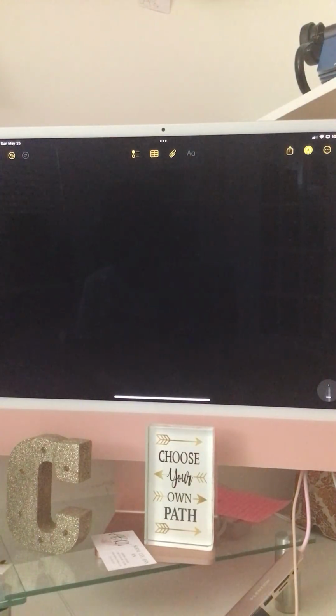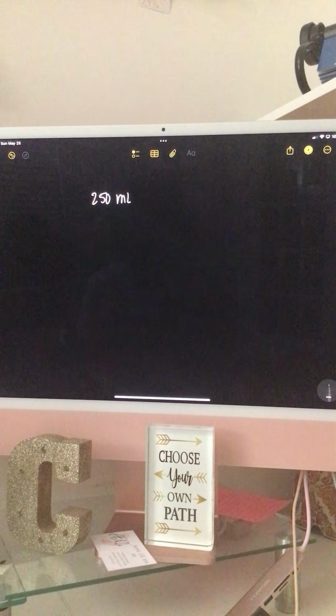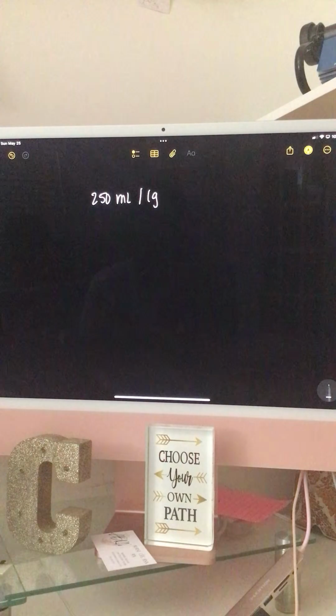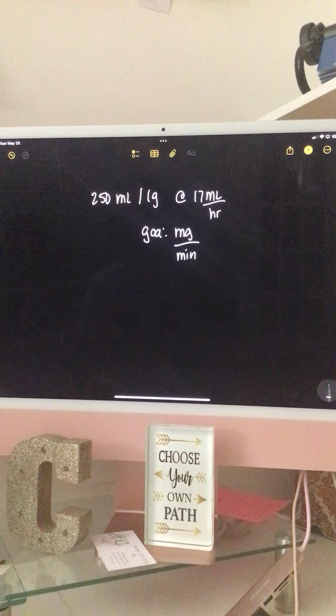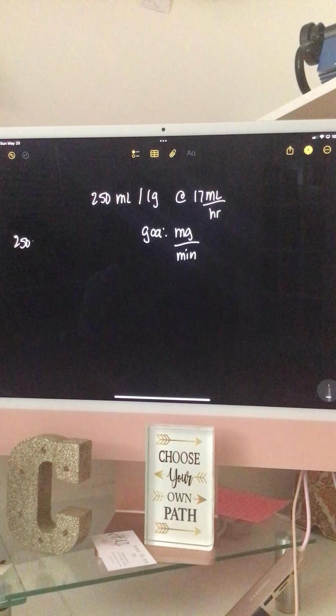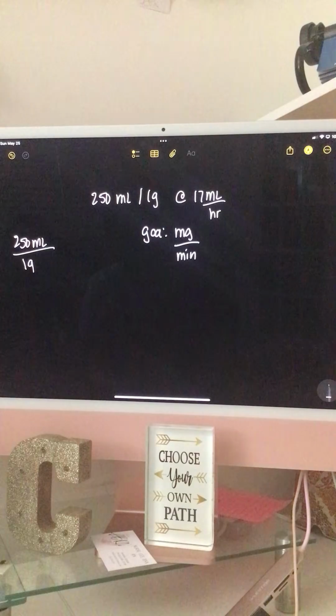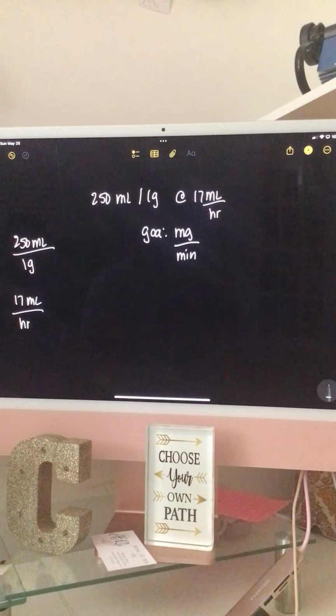So you got 250 milliliters of normal saline with amiodarone, so 1 gram in it, at 17 milliliters per hour. How many milligrams per minute? All right, so your puzzle pieces are 250 milliliters with 1 gram in it and 17 milliliters per hour. Those are your 2 puzzle pieces, right?